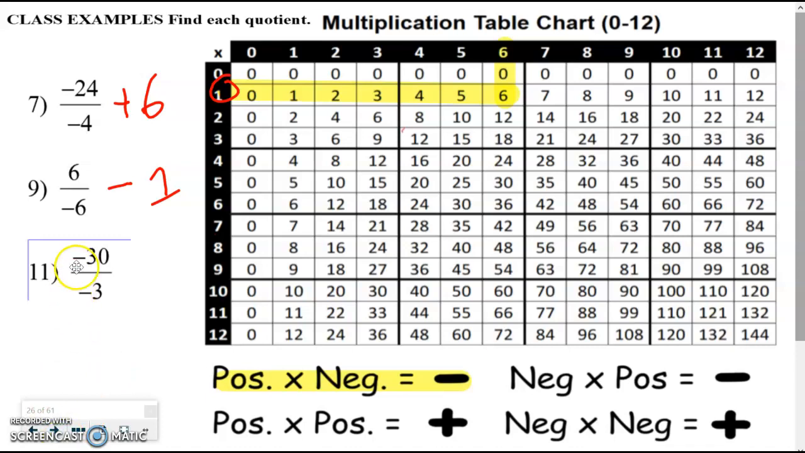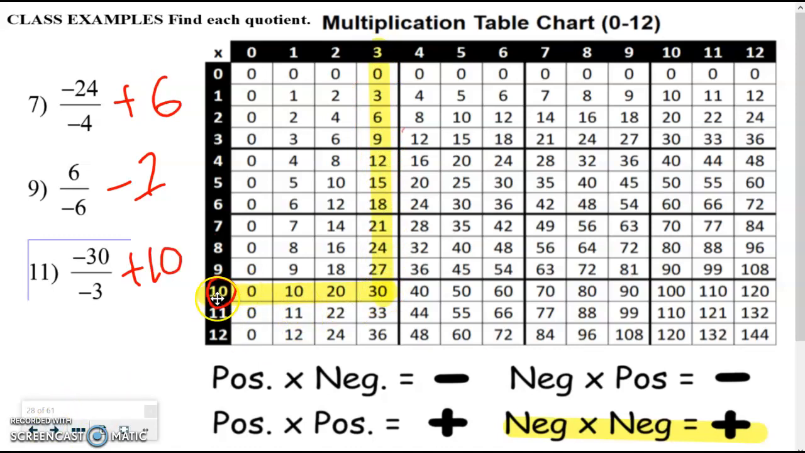Here we got another negative divided by a negative, which is a positive. So I put positive. And then I go to the denominator, which is 3. And I go all the way down till I find 30. And then go over to 10. So 10 is my answer.